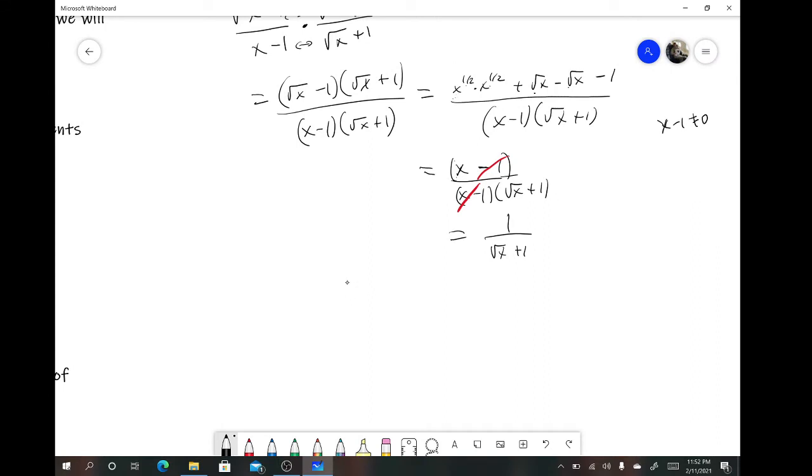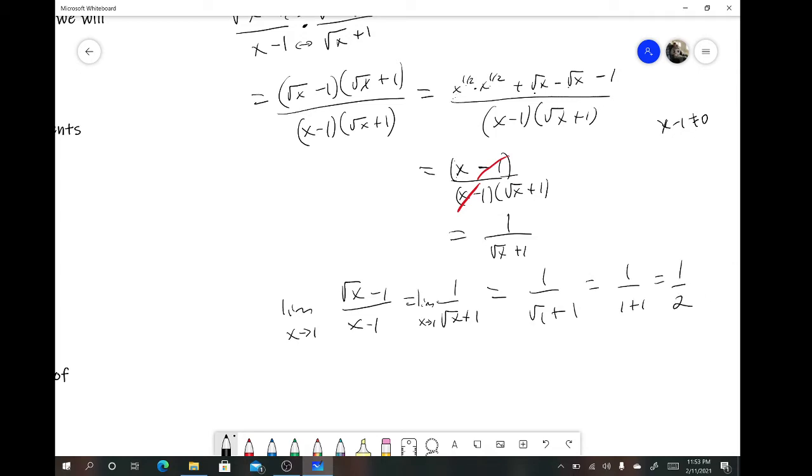Why? Because I just showed that radical x minus 1 over x minus 1 is the same as 1 over radical x plus 1. So instead of calculating the limit as x goes to 1 of this, I'm going to calculate the limit as x goes to 1 of this expression. So I will simply plug in the 1. So I have 1 divided by radical 1 plus 1. This is 1 over 1 plus 1, otherwise known as 1/2.